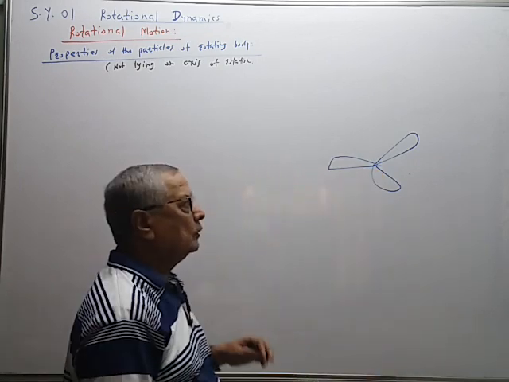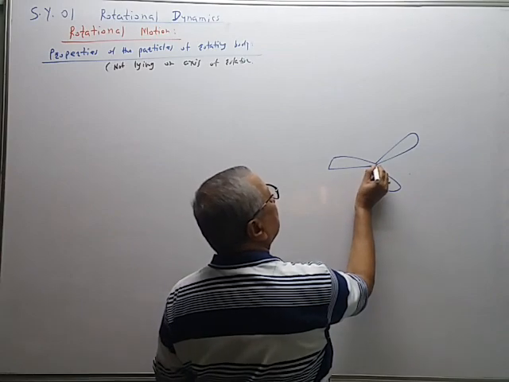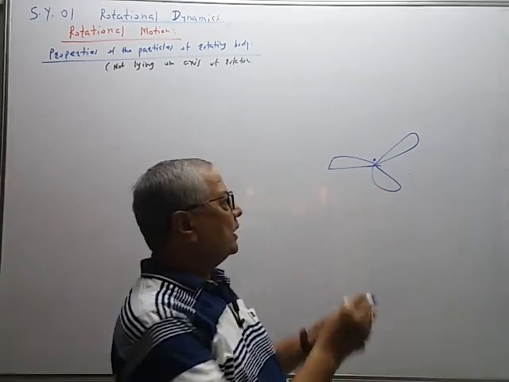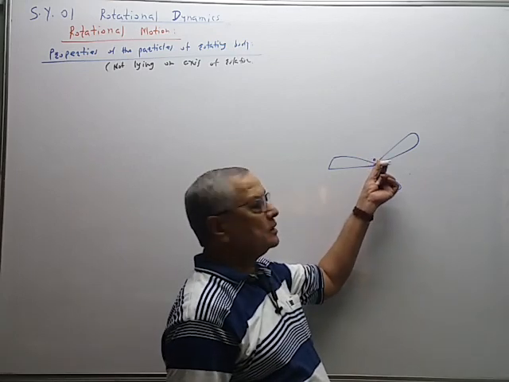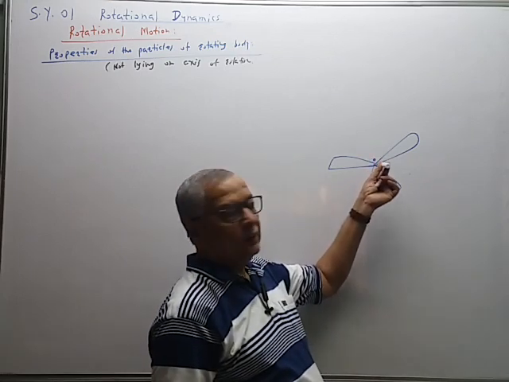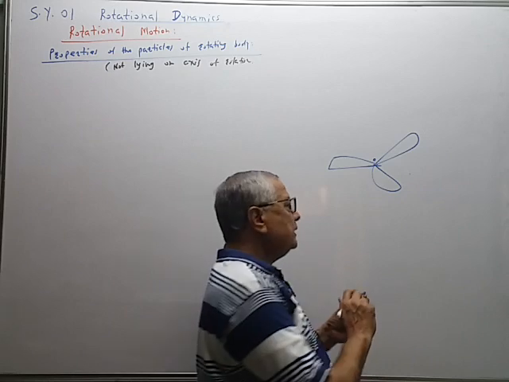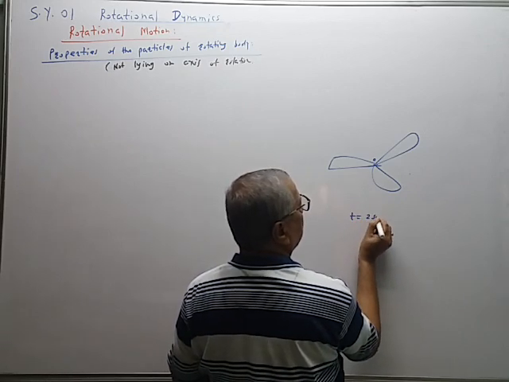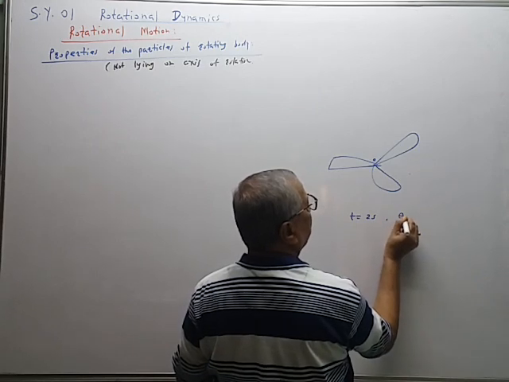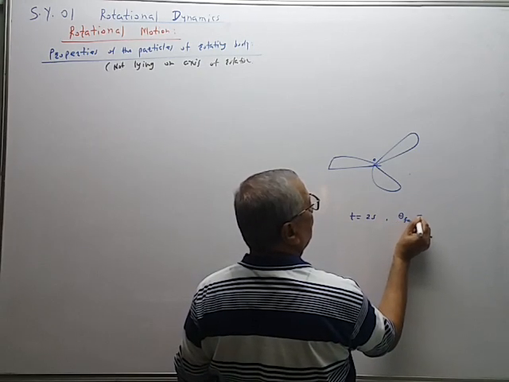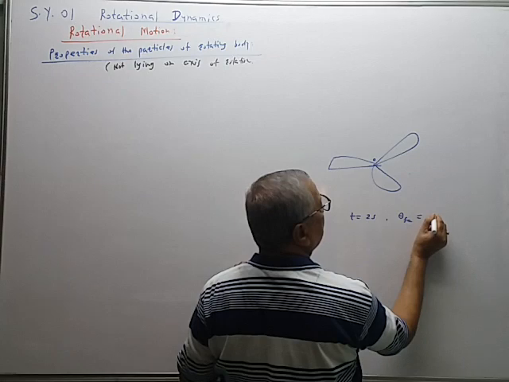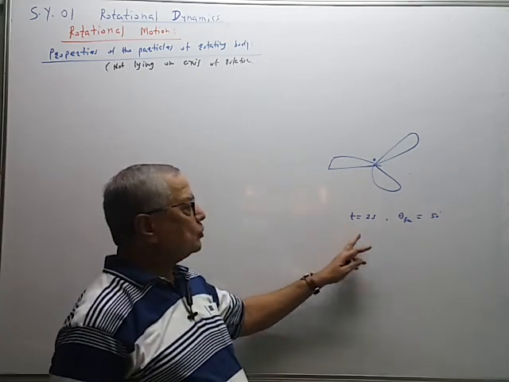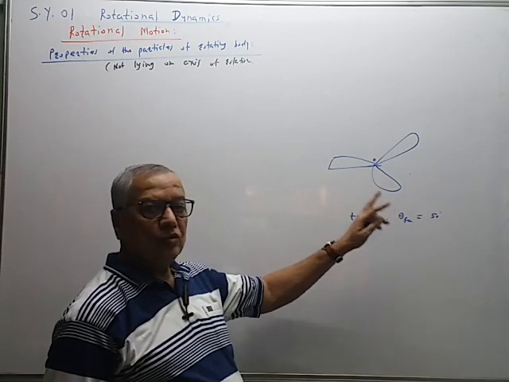A fan. When we switch on the fan, it rotates about this axis passing through its center O. Now, if in time t equal to 2 seconds, the fan rotates through say 50 degrees.